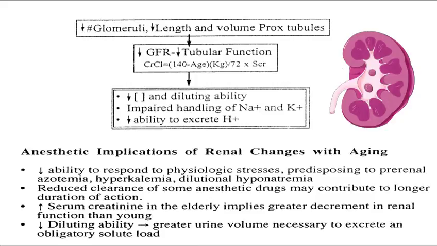What about the kidneys? Well, glomeruli go down in number, the length and volume of proximal tubules go down, glomerular filtration rate goes down, tubular function goes down, and if you look at a way to estimate creatinine clearance as 140 minus your age times weight in kilograms over 72 times your serum creatinine, you can see that age is factored into your creatinine clearance. So we have the decreased ability to concentrate and dilute things, impaired handling of sodium and potassium, and ability to excrete hydrogen ion.